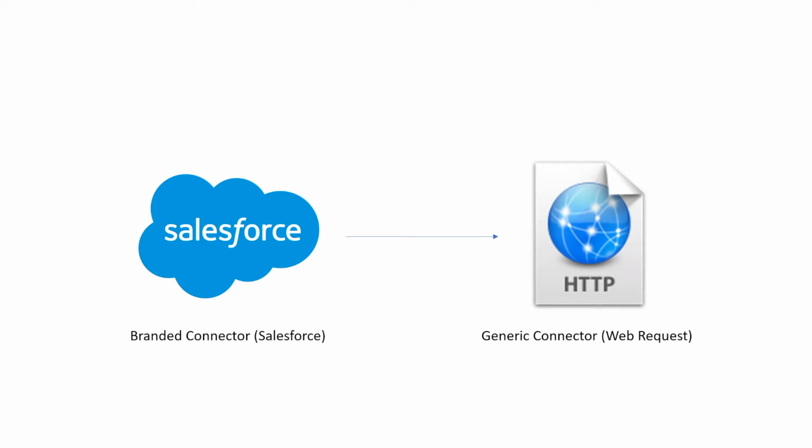This demo will explore the use of one of our most flexible generic connectors, the Web Request, and how you can connect to any web-based API through its Postman-like interface without the need for a consumable definition, and couple that with one of our branded connectors to push data between a branded connector and a generic connector.